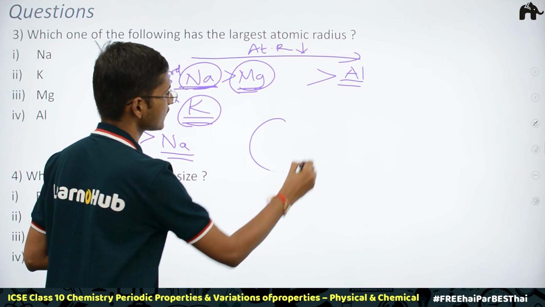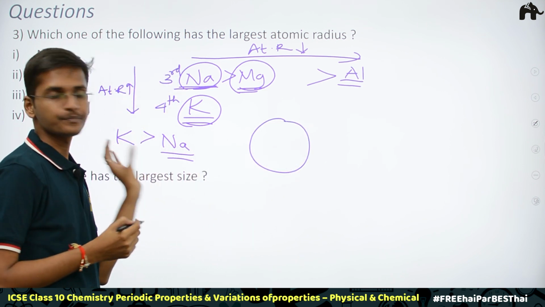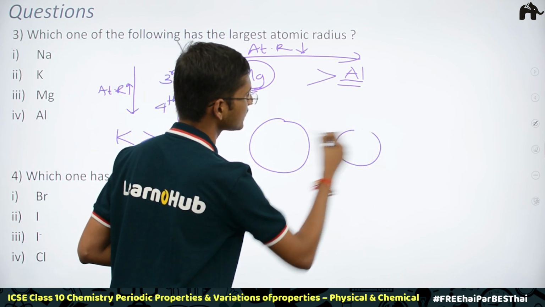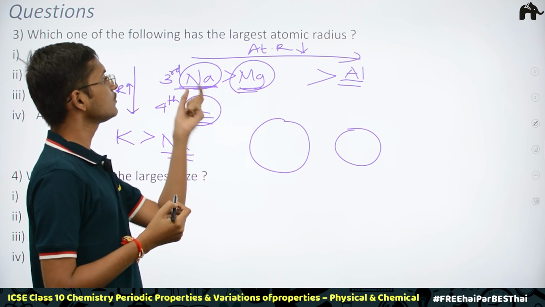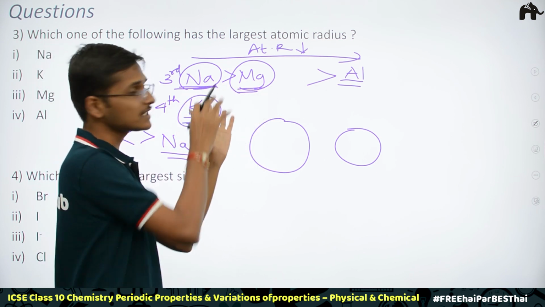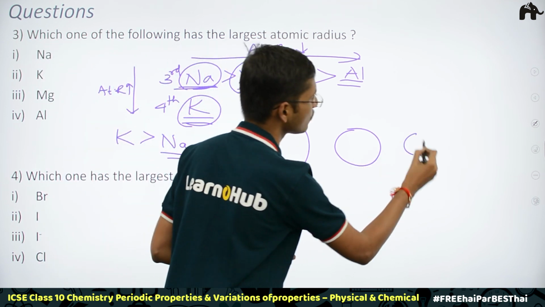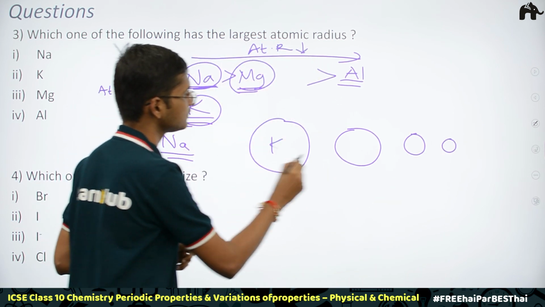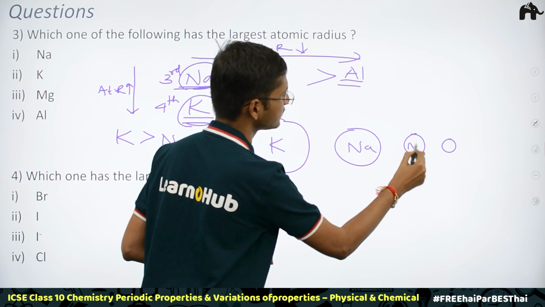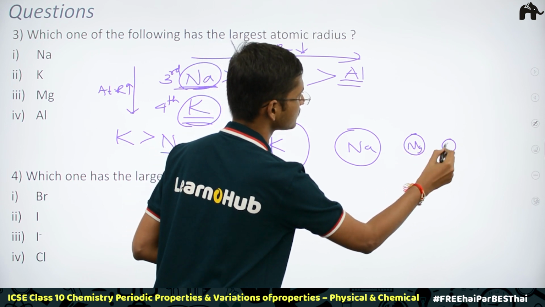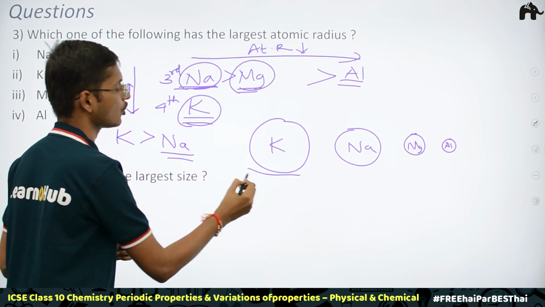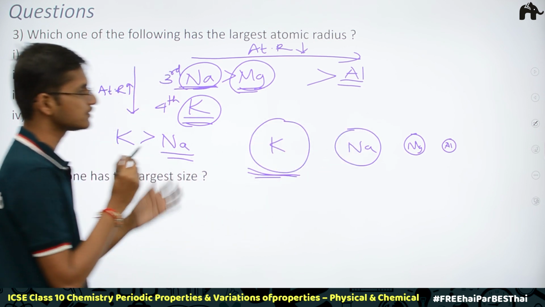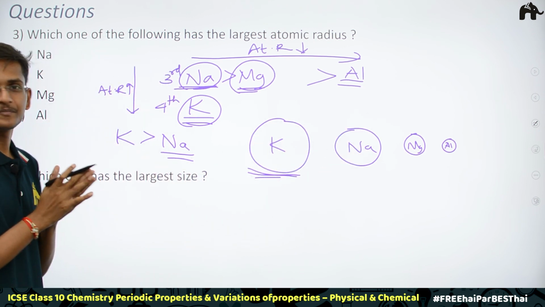Okay, see, potassium's atomic size is more than sodium's atomic size, and just now we have figured out the magnesium and aluminium's atomic size are even smaller than sodium. See, even smaller than sodium. So now what you can infer, that potassium is having the largest atomic radius among all these four elements. Isn't it easy? Okay.